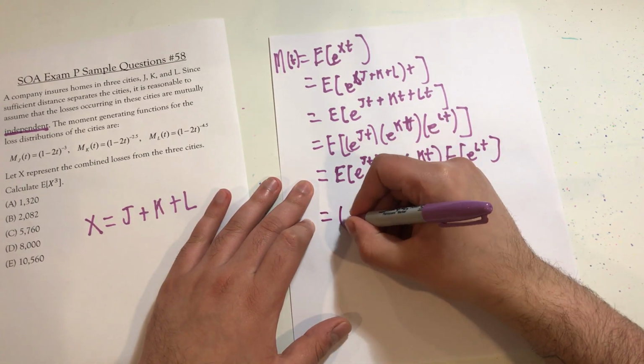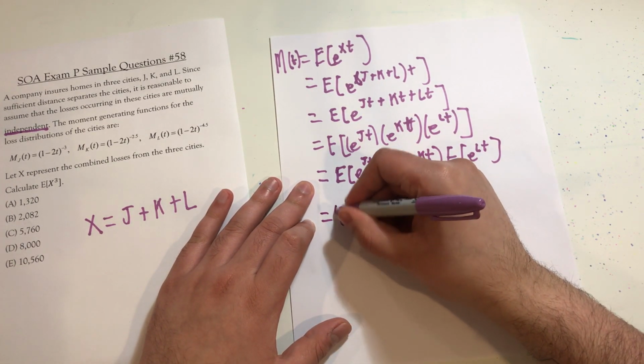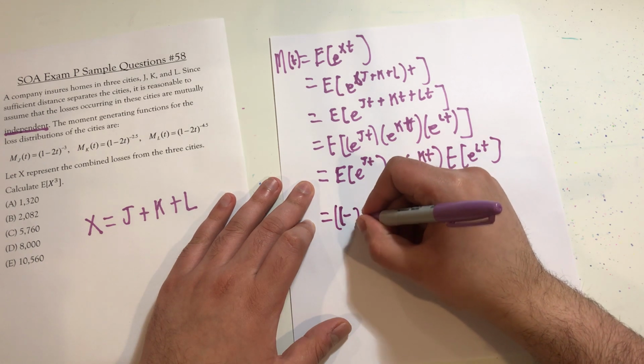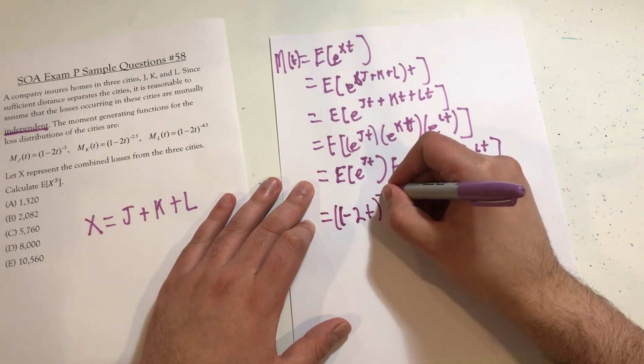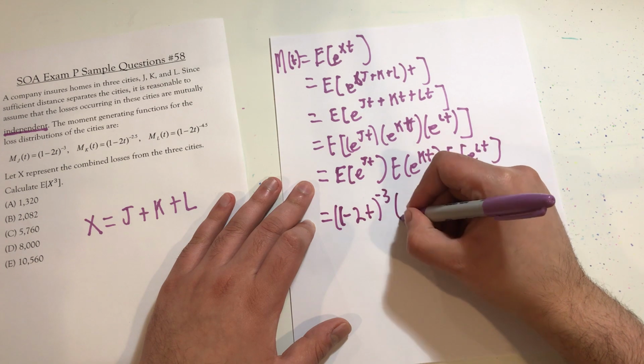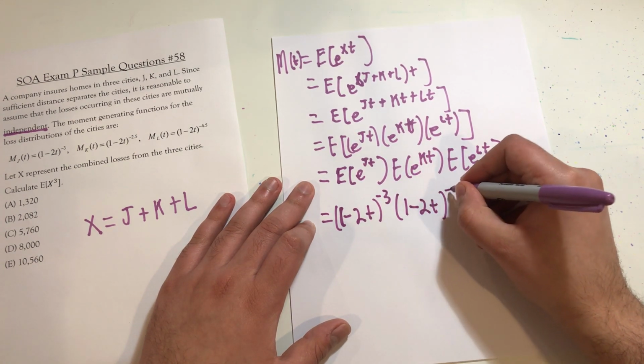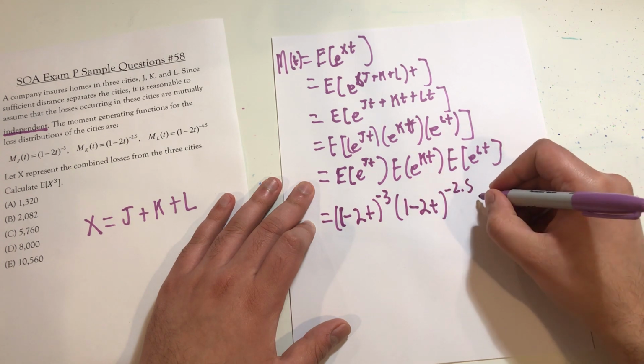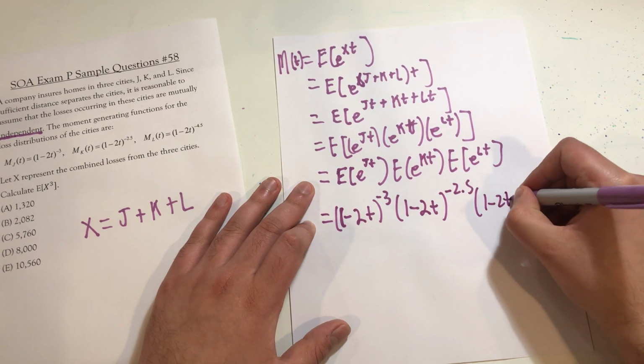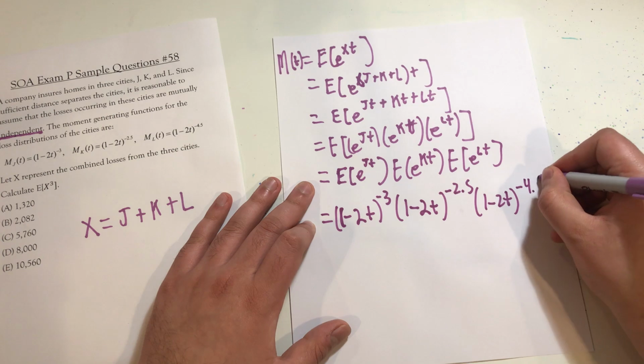Okay, so now we have 1 minus 2t to the negative third, times 1 minus 2t to the negative 2.5, times 1 minus 2t raised to the negative 4.5.